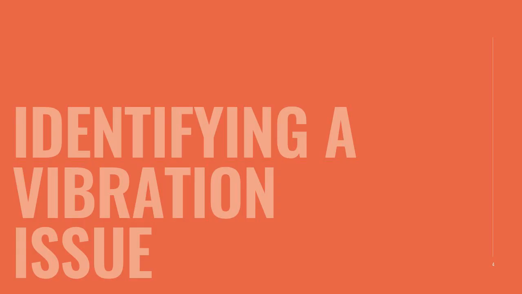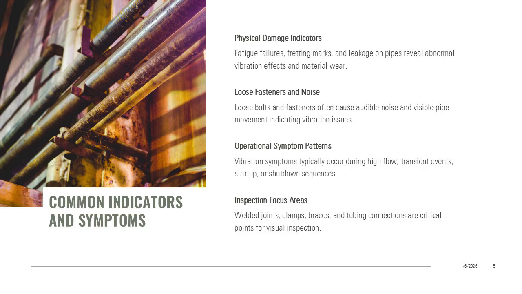Common indicators and symptoms. Identifying a vibration issue begins with recognizing the physical and operational signs that suggest abnormal dynamic behavior. Common indicators include fatigue failures on main pipework and small-bore connections, damage to supports and instrumentation, fretting marks on pipe surfaces, and leakage or weeping from instrument tubing. Loose bolts and fasteners are another telltale sign, often accompanied by high levels of audible noise or visible pipe movement. Operators may also report concerns based on observations or issues encountered on similar units.